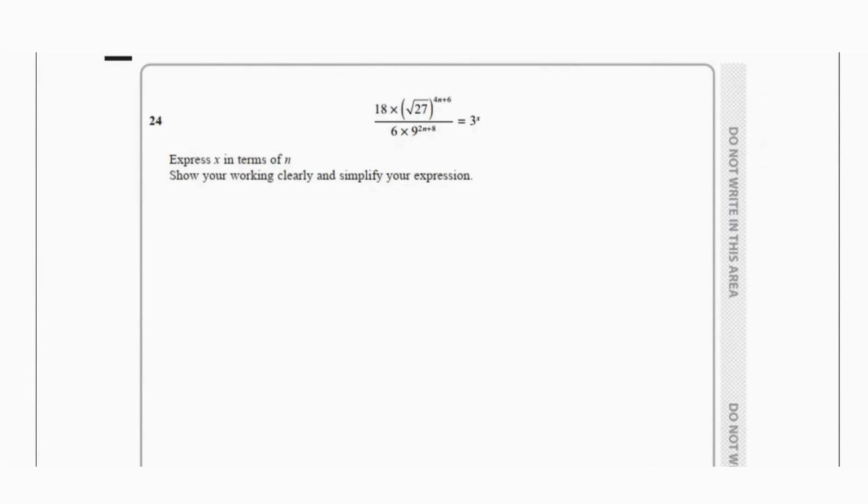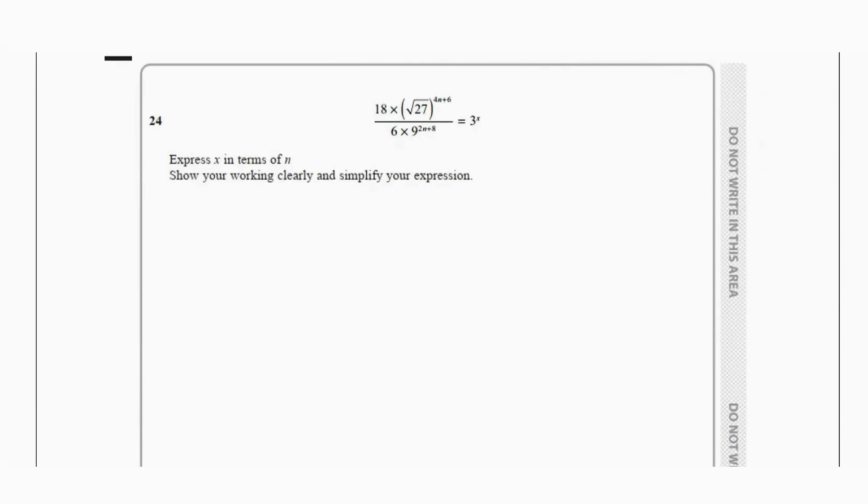Then you can also get a question for indices, because I heard that in paper 1 they gave the basic one, so they can give you a complicated one in this. So we have 18 times root of 27 to the power of 4n plus 6 divided by 6 times 9 to the power of 2n plus 8 equals 3 to the power of x. We have to express x in terms of n.